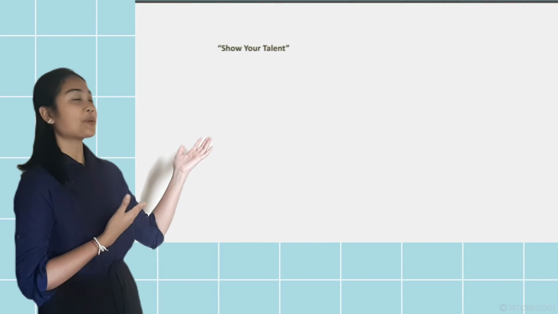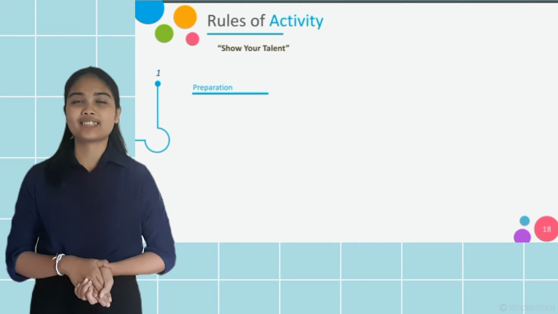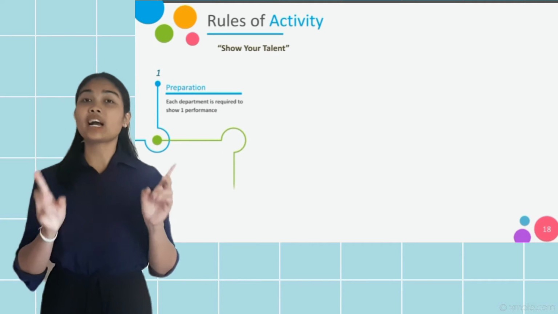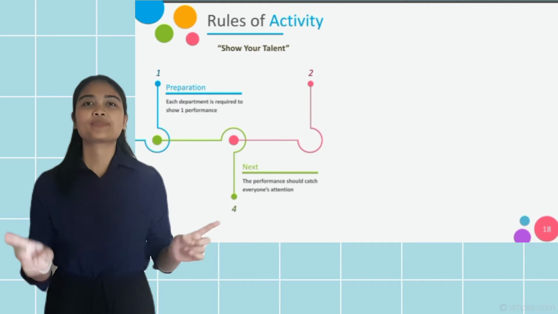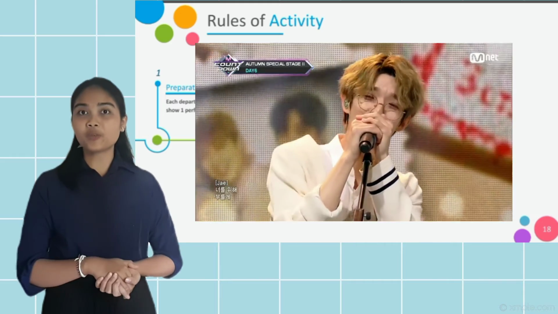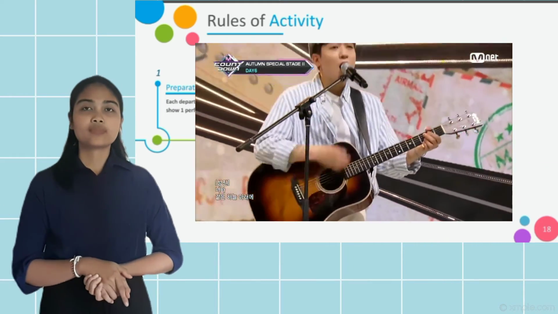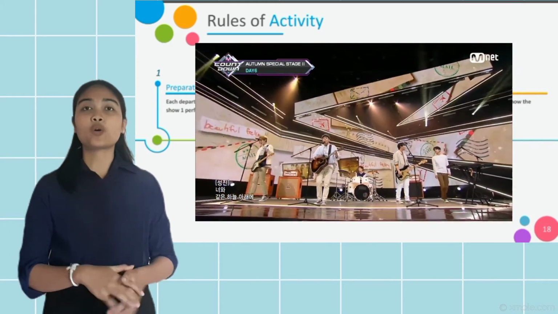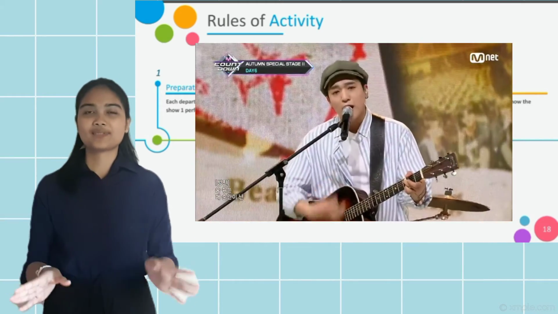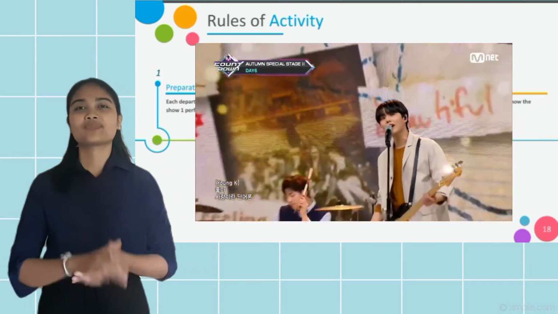Alright, as you can see in the PowerPoint slide, now I will explain the rules of Show Your Talent. Each department in the company is required to show one performance. A performance can be performed by one person only, a duet, or a group. It can be a singing performance, a dancing performance, or another creative performance. The performance should catch everyone's attention.